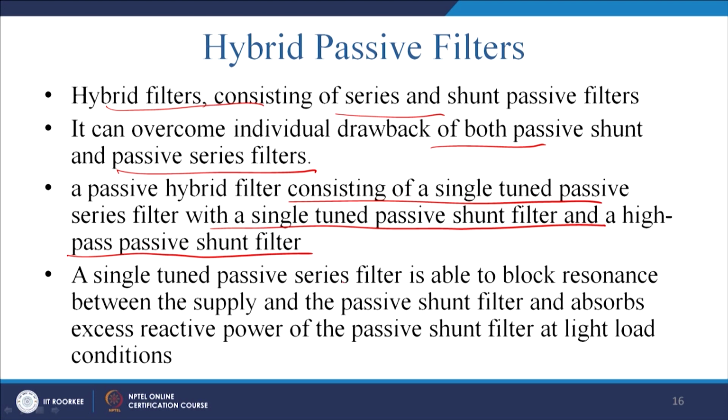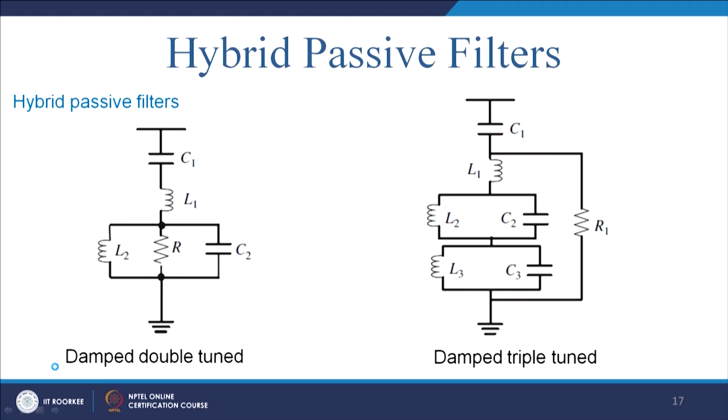The single tuned passive filter is able to block resonance between the supply and the passive shunt filters, and absorbs the excessive reactive power of the passive shunt filter at light load condition. So, these demerits of the shunt filter can be eliminated by the combination of the shunt and the series filter. This is the combination of the hybrid passive filters.